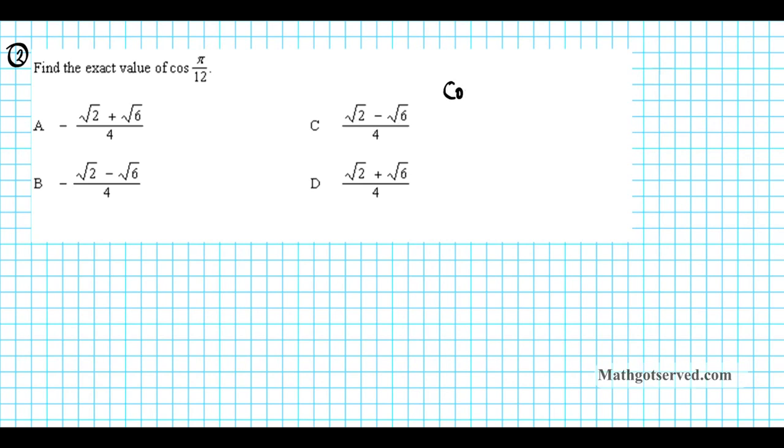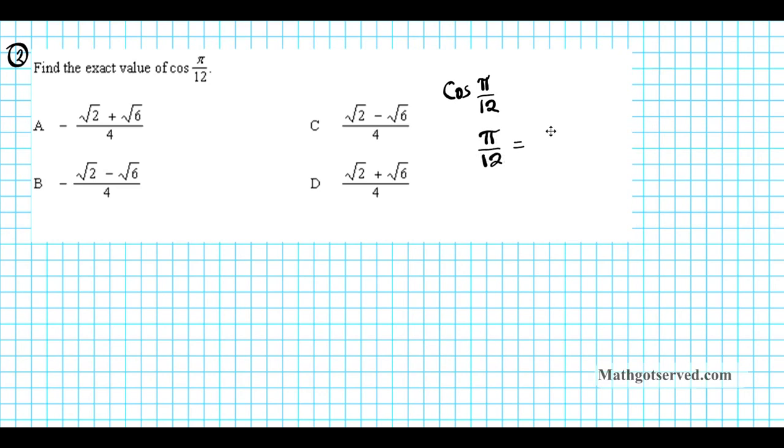Cosine pi over 12. Now cosine pi over 12 is an uncommon angle, in the sense that this is an angle that does not show up on your unit circle. So can I express this as a sum or difference of two common angles? All right, so let's work with pi over 12. So I'm going to pick two multiples of pi that add or subtract to yield pi, and have a common factor with 12.